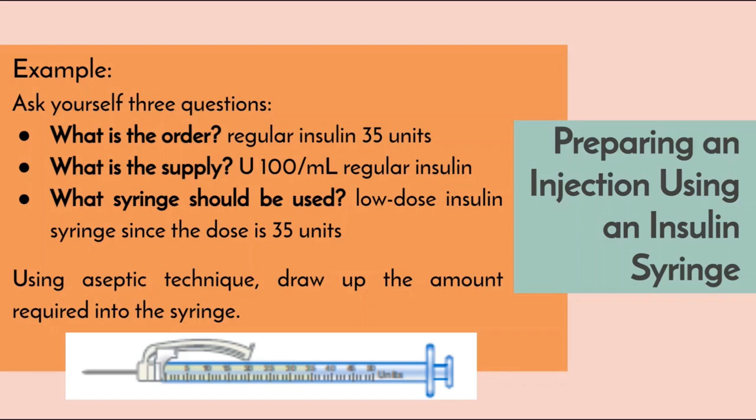What syringe should we use? Since the order is 35 units, we will be utilizing a low-dose insulin syringe. Afterwards, using aseptic technique, draw up the amount required into the syringe.